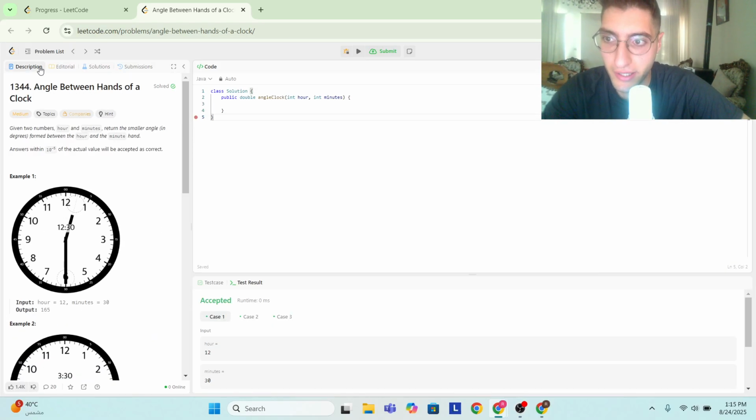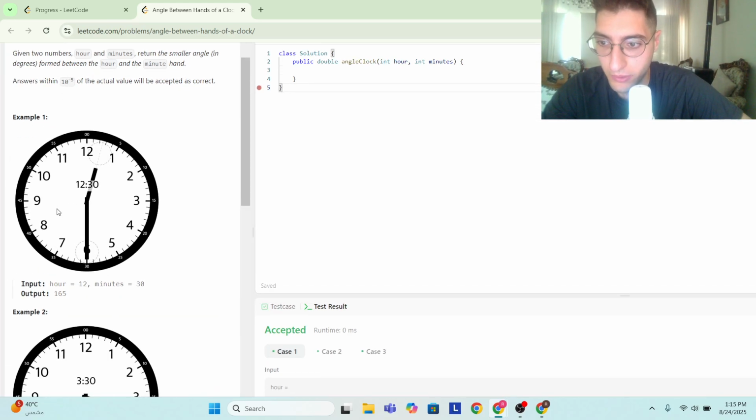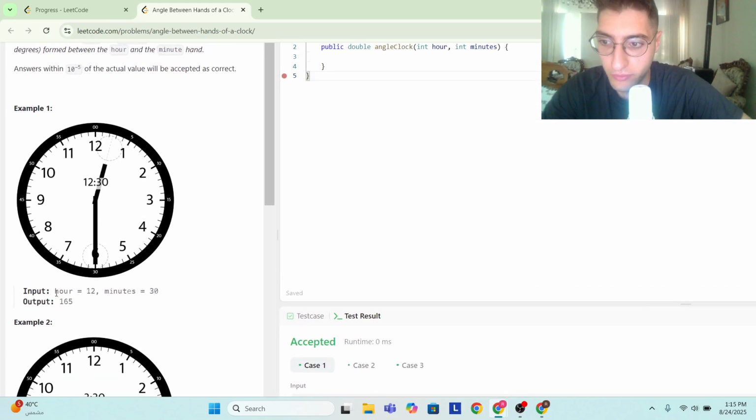Okay, so let's solve the angle between hands of a clock problem on LeetCode. We're given two numbers, hour and minutes, and we need to return the smallest angle in degrees formed between the hour and the minute hand. In this example, the input for hour is 12 and minutes is 30, so the angle between the two is 165 degrees.